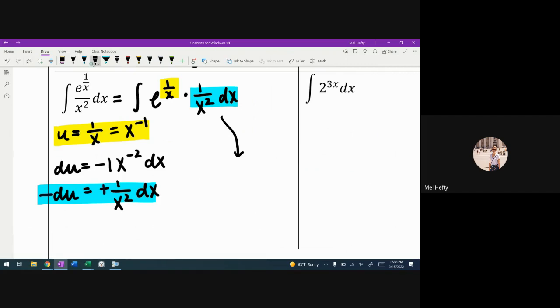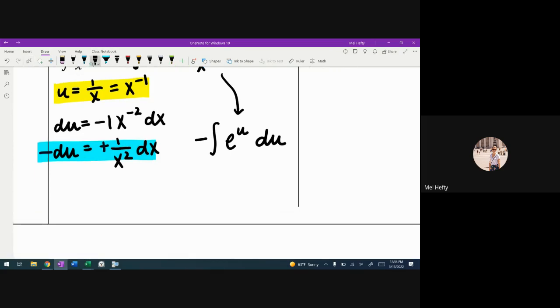All right. What's this going to look like when I substitute? What's e to the 1/x going to look like? All right. What's equivalent to 1/x² dx? Negative du. You can put it on the outside. You want to make sure it doesn't look like you're subtracting. All right. Keeping the negative, what's the integral of e to the u? Don't think too hard. All right. We're going to just do e to the u plus c.